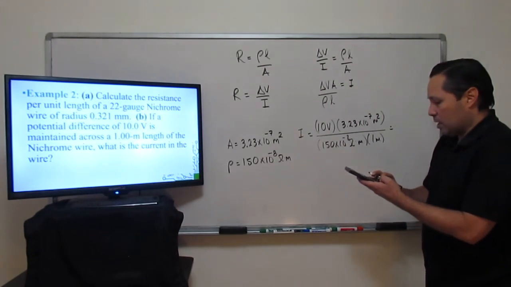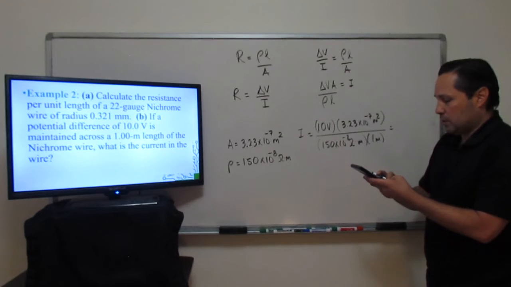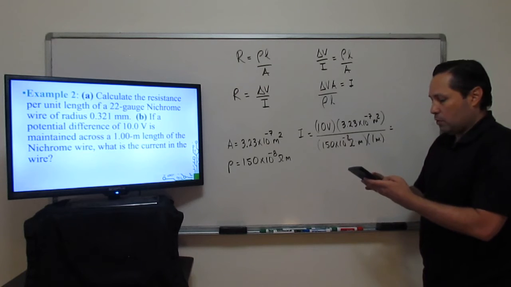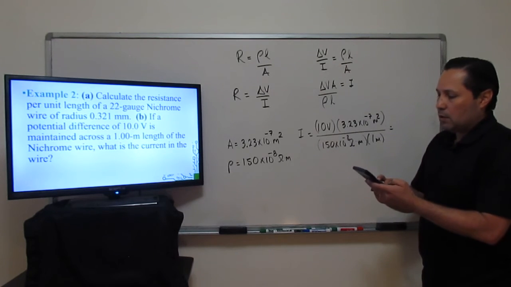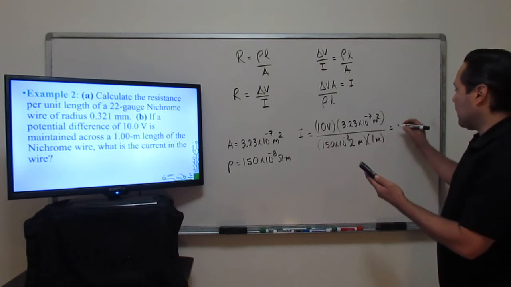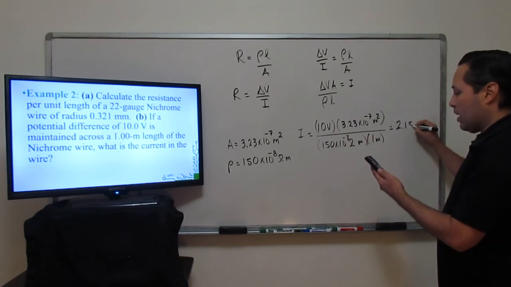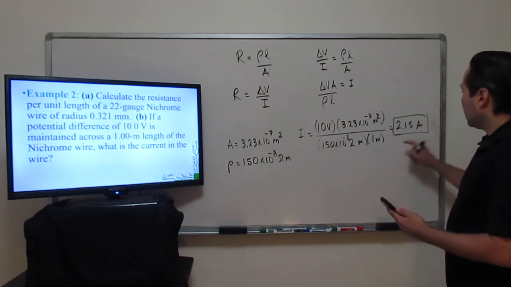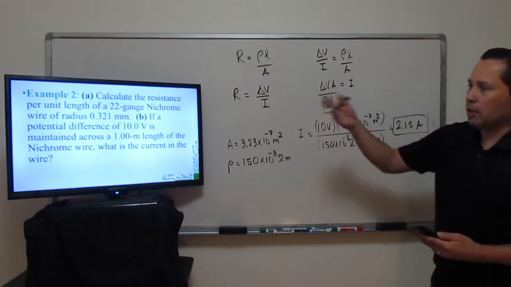So it's going to be 10 times 3.23 times 10 to the negative 7 divided by 150 times 10 to the negative 8 times 1. Alright, so that's going to give me an answer of 2.15 amperes. Alright, so that is the current in our wire.